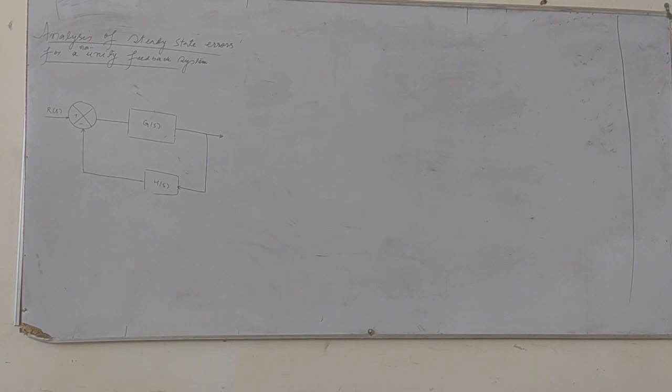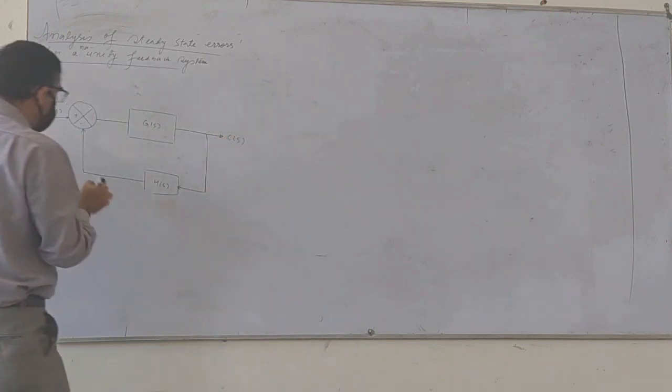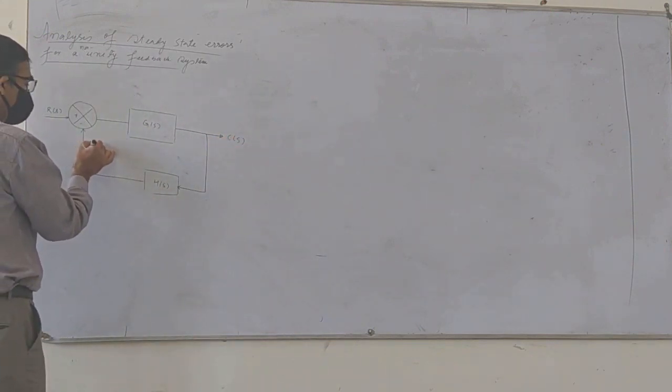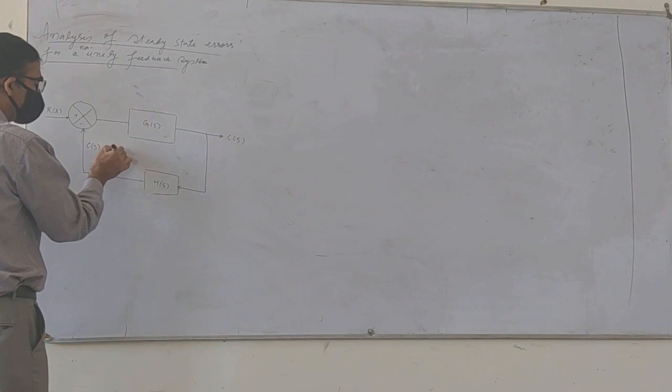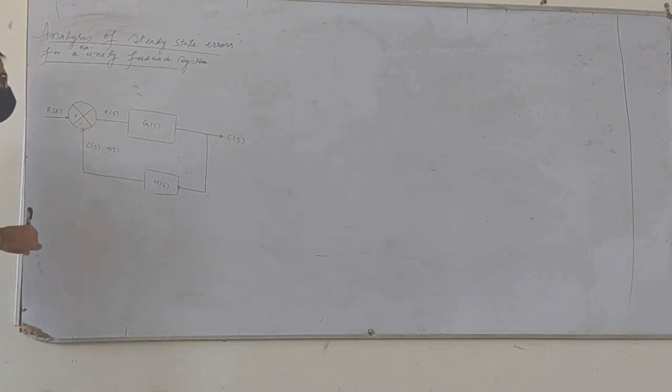So what we have done, I have told you that if we get an output from here, that output will get multiplied here, this is C of S times H of S, and we have error here, and that error will be the difference of input and input. That's wrong.